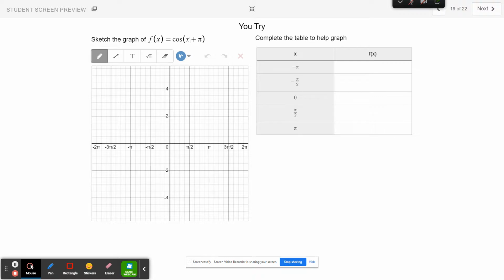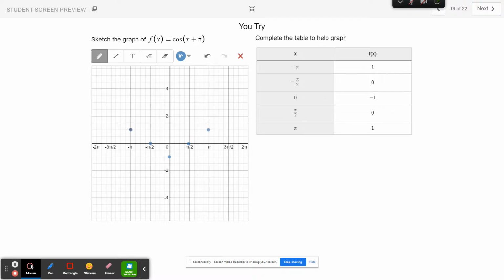If I plug in negative π, now I get cosine of 0. Cosine of 0 is 1. Plug in negative π/2, I get cosine of π/2. Cosine of π/2 is 0. So again, I should probably be graphing these. (−π/2, 0). I plug in 0, I get cosine of π. Cosine of π is negative 1. That's down here. And you can probably guess what's going to happen. Plug in π/2. Now I'm at cosine of 3π/2, which is 0. Plug in π, cosine of π plus π is 2π, so cosine of 2π is 1.